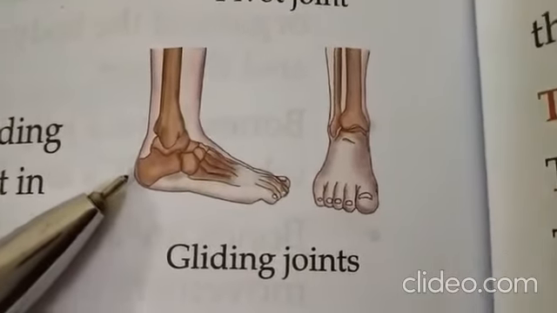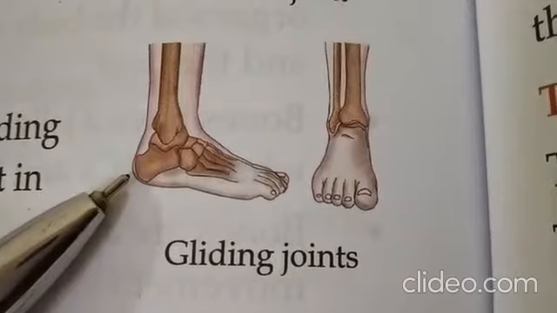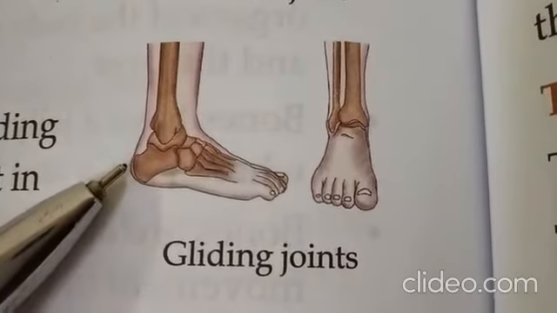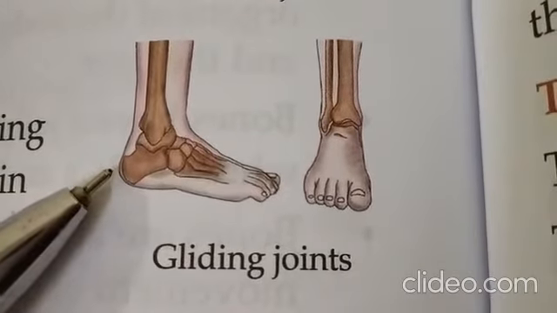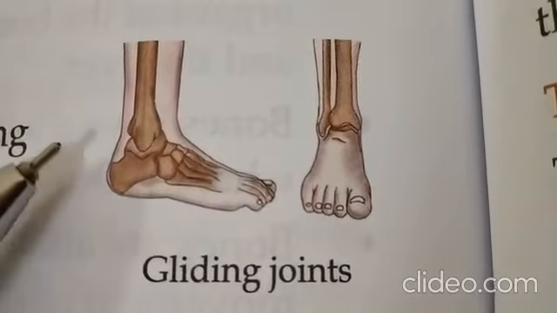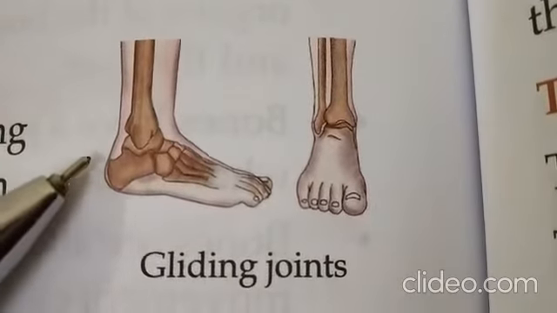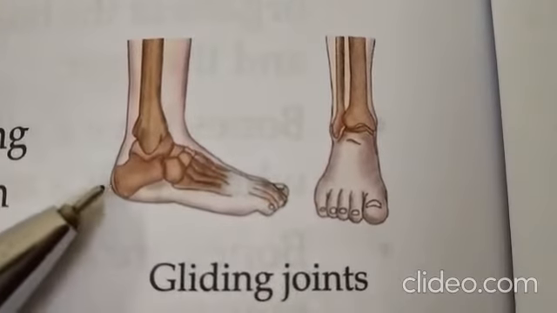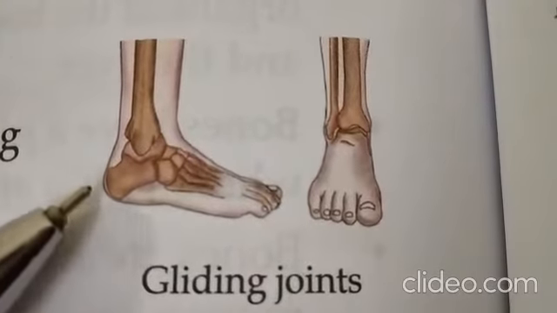Do you know what the wrist is? It is where you tie your watch. Yes, wrist and ankle. As you can see, when you are turning your wrist, you can turn it easily. You can rotate it. In the same way, the ankle can also be rotated.